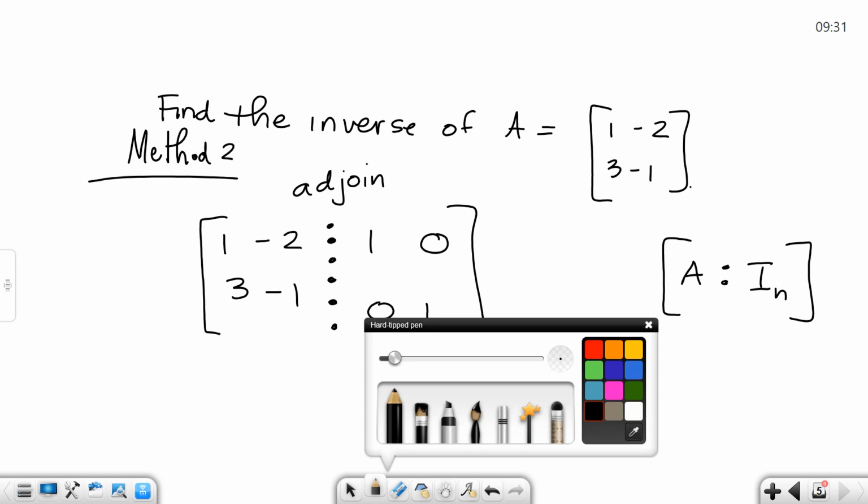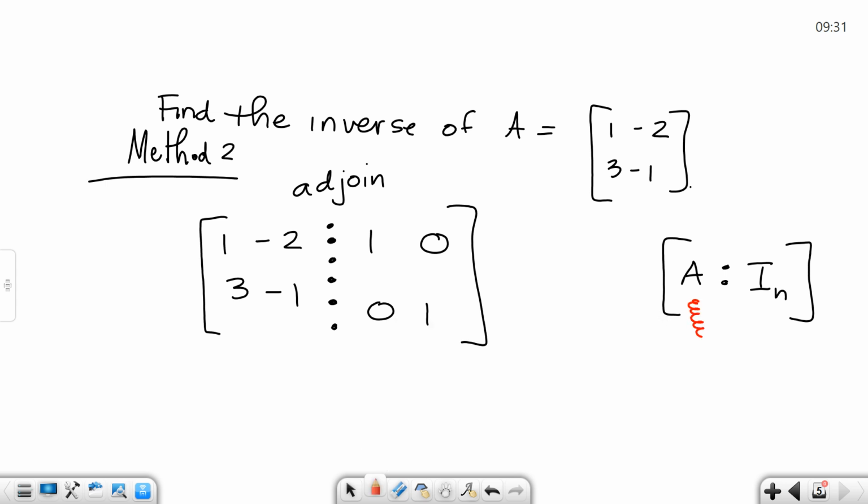Now what happens is you're going to manipulate this A. Okay, so what I mean by that is we're going to leave that 1 alone. We're going to get rid of the 3. We're going to get a 1 right here in this position, and then we're going to get a 0 here. So it's going to be 1, 0, 1, 0, right? Which turns it into the identity.